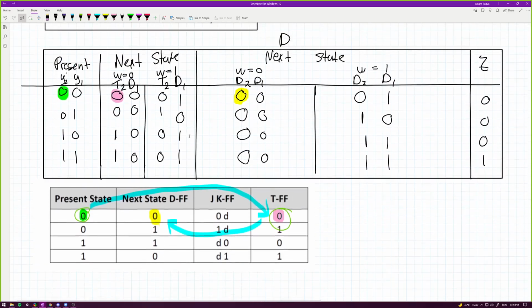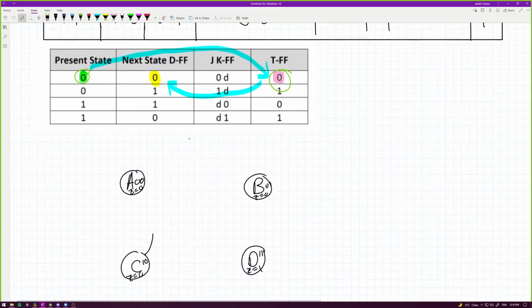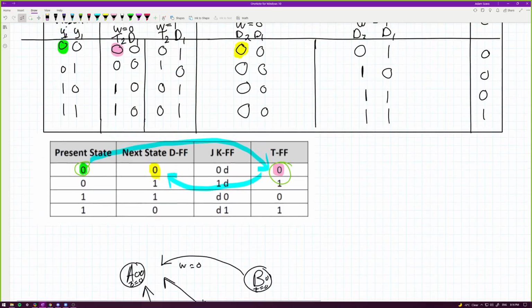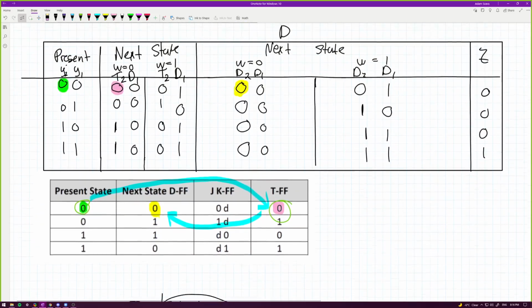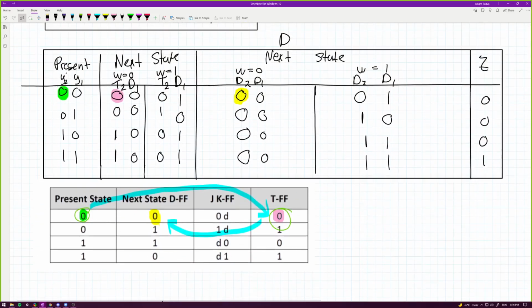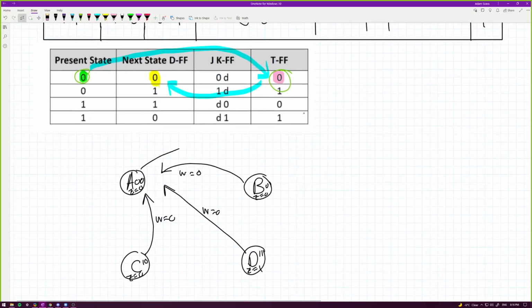So when W equals 0, you always go to A. Right? So when W equals 0, you always go there. Okay, W equals 0, like that. Then let's take a look at each state now. What if W equals 1? If you're in state A and W equals 1, then you go to 0, 1, which is state B, right? So you go like that, W equals 1.